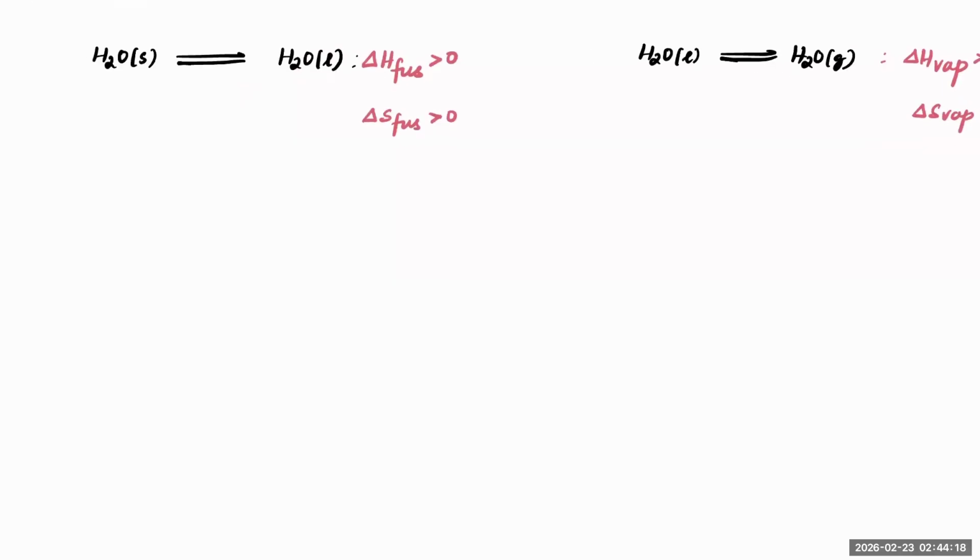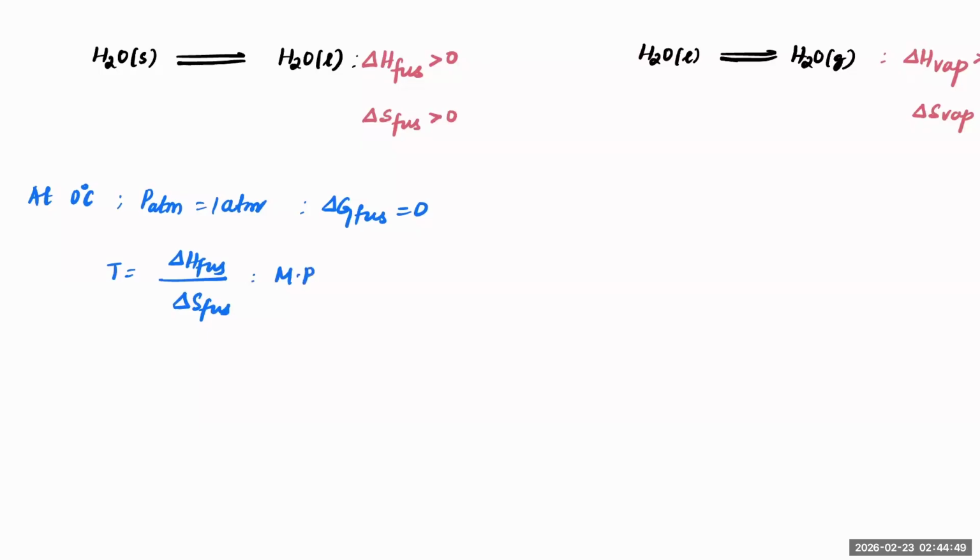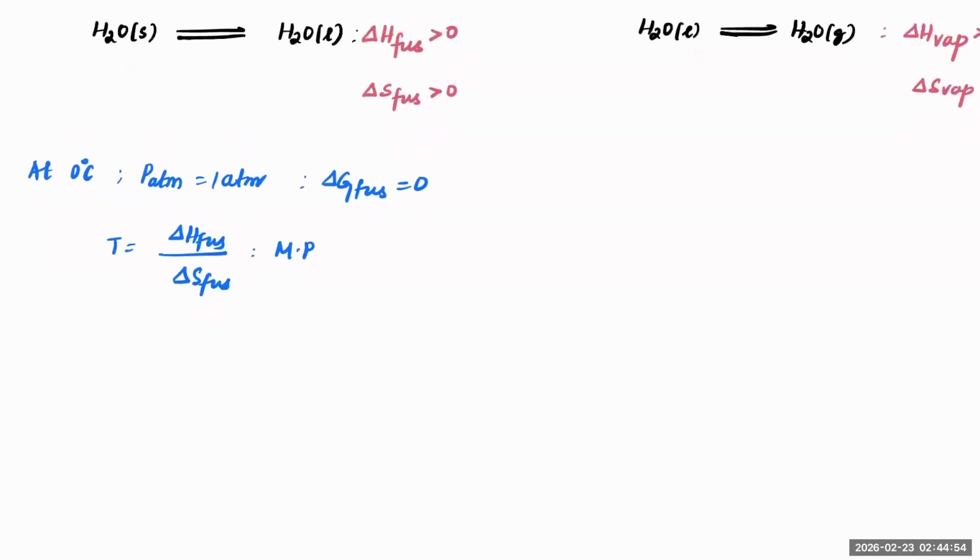Okay. Now it depends upon whether you are operating at 0 degrees or any other temperature. So I can say that at 0 degrees Celsius, considering the external atmospheric pressure is 1 atm, delta G of fusion will be equal to 0. And the temperature can be calculated as delta H of fusion divided by delta S of fusion. This is what we call the melting point of the solid, the melting point of ice here. Got it?